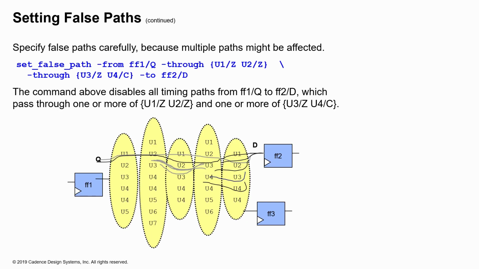It is important to specify false paths very carefully because sometimes multiple paths might be affected. So FF1Q to FF2D has a ton more paths than what you might want to set as false paths. So it might disable all the paths from FF1Q to FF2D when you probably just wanted to set from FF1Q through U2, and so on and so forth. So make sure that your false paths are set carefully.